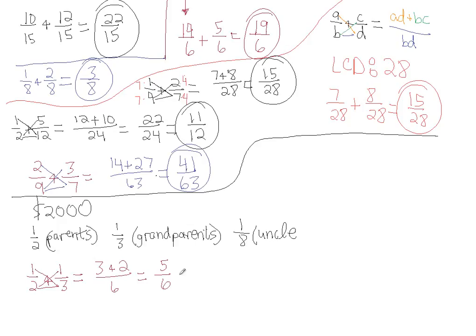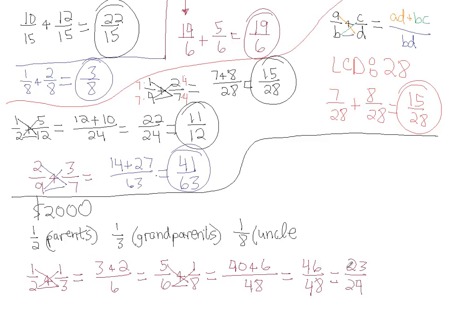Now we want to add 1/8. So 5 over 6 plus 1/8. And we want to find this. So 5 times 8 is 40. 6 times 1 is 6. And 6 times 8 is 48. 40 plus 6 is 46 over 48. And this simplifies to 23 over 24.